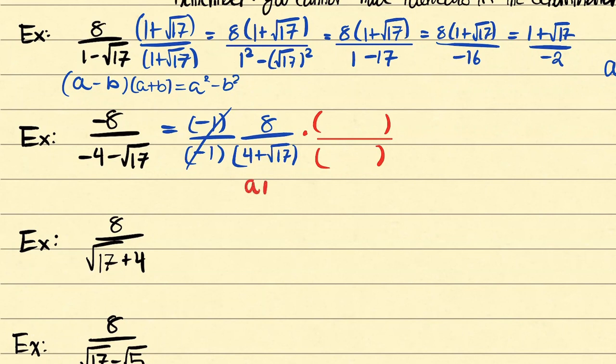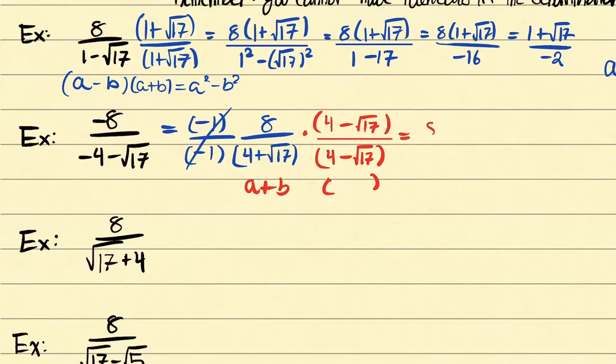So here I have a plus b. What do I want right here? A minus b? Yep, a minus b. So I'm going to multiply by 4 minus root 17. 4 minus root 17. Remember, it has to be a fraction equal to 1.